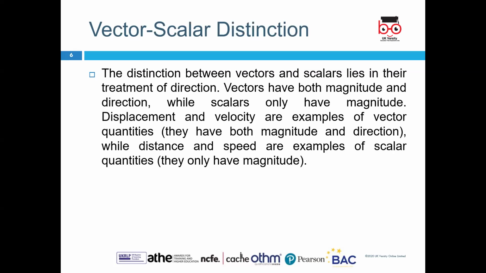Now, here we look into the distinction between scalar and vector. Like I said, a scalar has only magnitude, whereas a vector comprises both magnitude as well as direction. So the distinction between vector and scalar lies in the treatment of direction. Vectors have both magnitude and direction, whereas scalars have only magnitude. So again, the examples are the difference between distance and displacement, and the difference between speed and velocity.